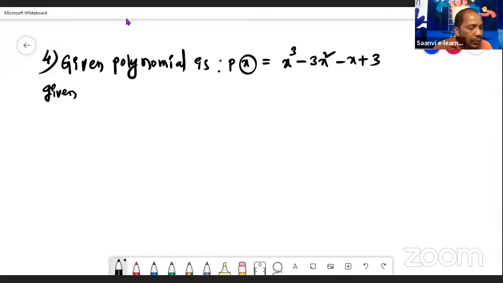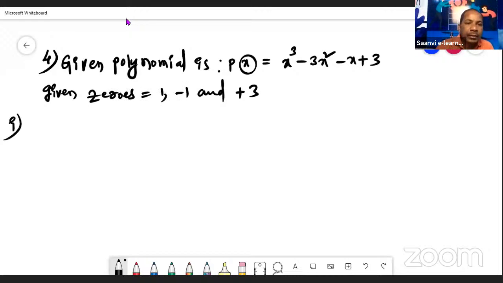Given zeros: 1, minus 1 and plus 3. These are the given 3 zeros. So take them one by one and put in x. If x is equal to 1, then p of x becomes p of 1, because in the place of x we are substituting 1.